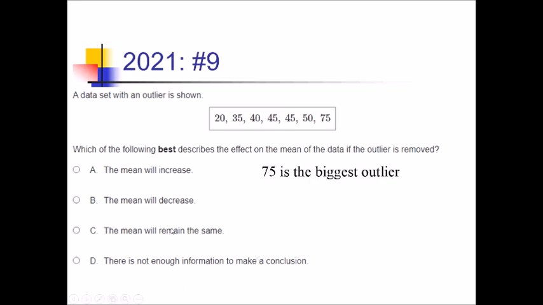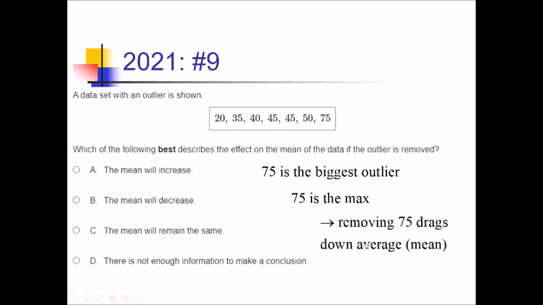So the mean or average, what's going to happen to that if I take away this 75? Since 75 is the maximum item here, it's the highest item, removing it is going to drag the overall average down because all the numbers that are being averaged together are smaller now. So that's going to drag our average down, which is to say it's going to decrease the mean. So choice B.